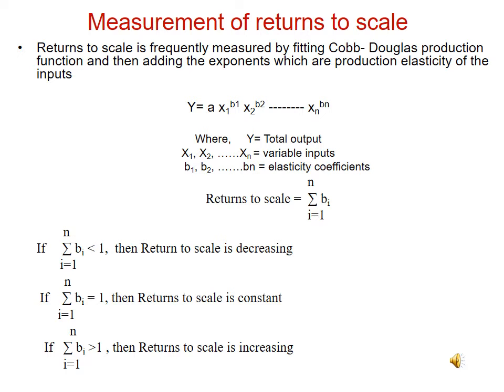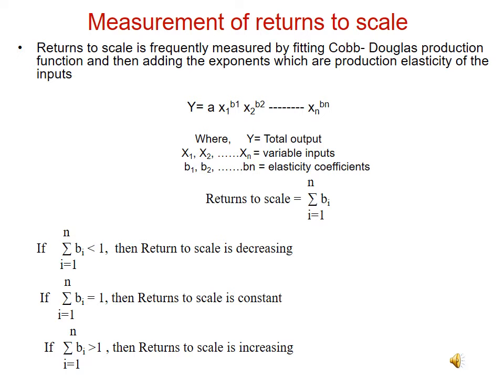The production function in power form, or Cobb-Douglas production function, would look like this: y = a x1^b1 x2^b2 ... xn^bn. In this case, y is the total output, x1, x2 up to xn are the variable inputs, and b1, b2 up to bn are the elasticity coefficients.